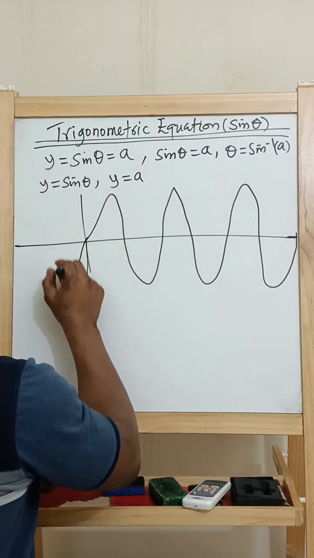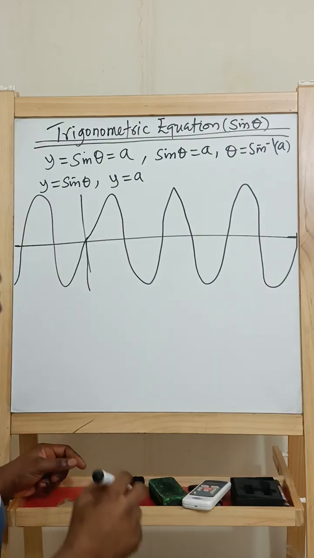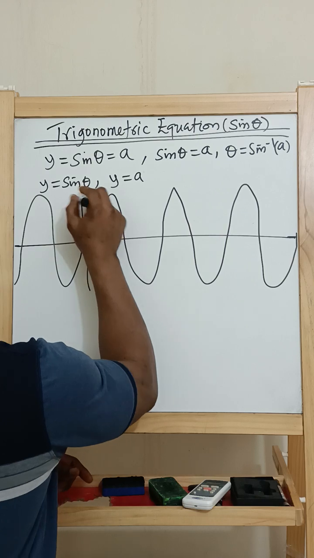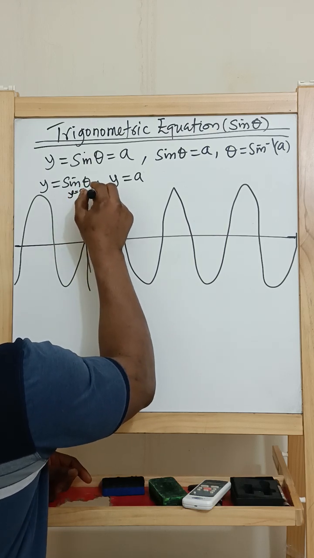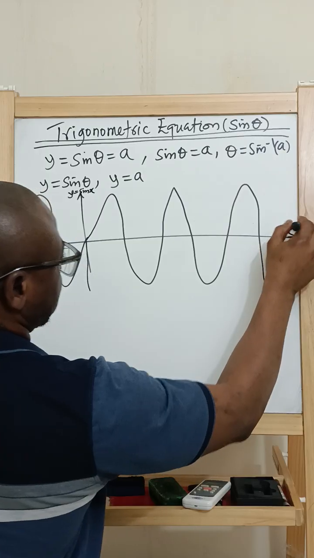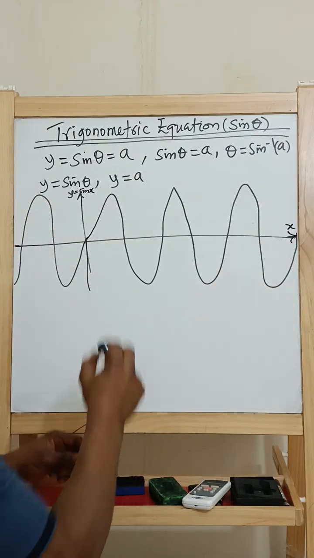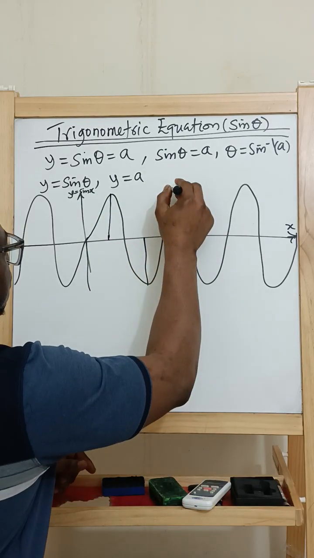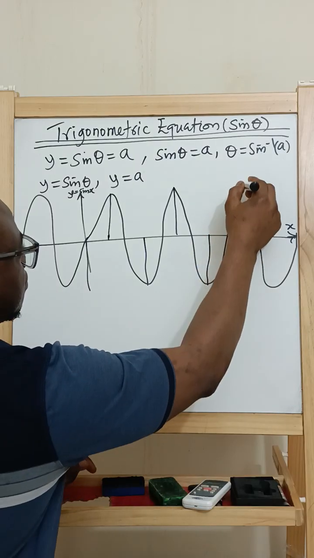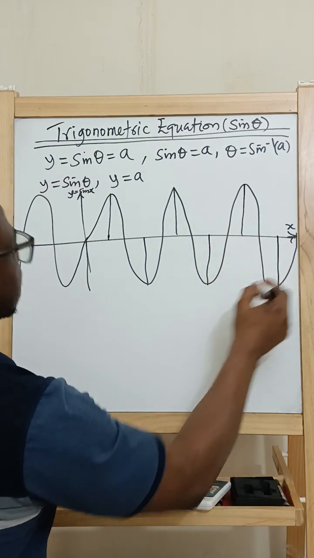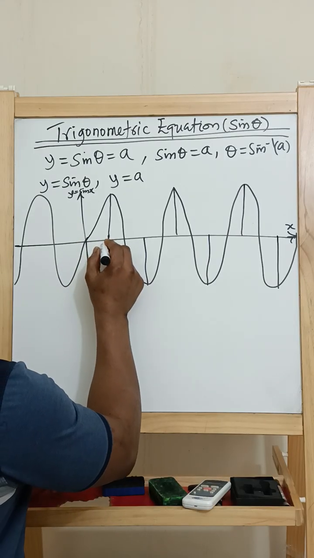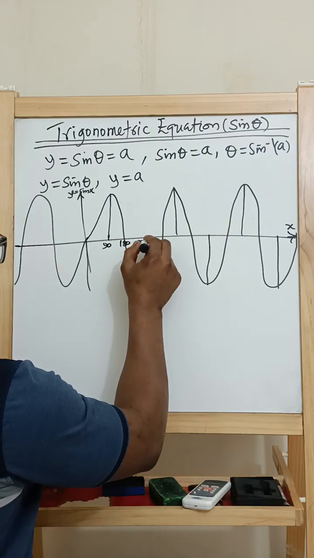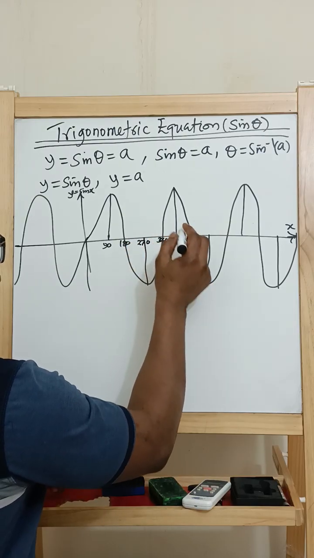And it continues on the negative side, like that. Now, this is y equals sine x. Let's call it x on this side. We just need to drop perpendiculars to specify the different ranges. From here to here is 90 degrees. From here it's 180 degrees. This is 270. This is 360.